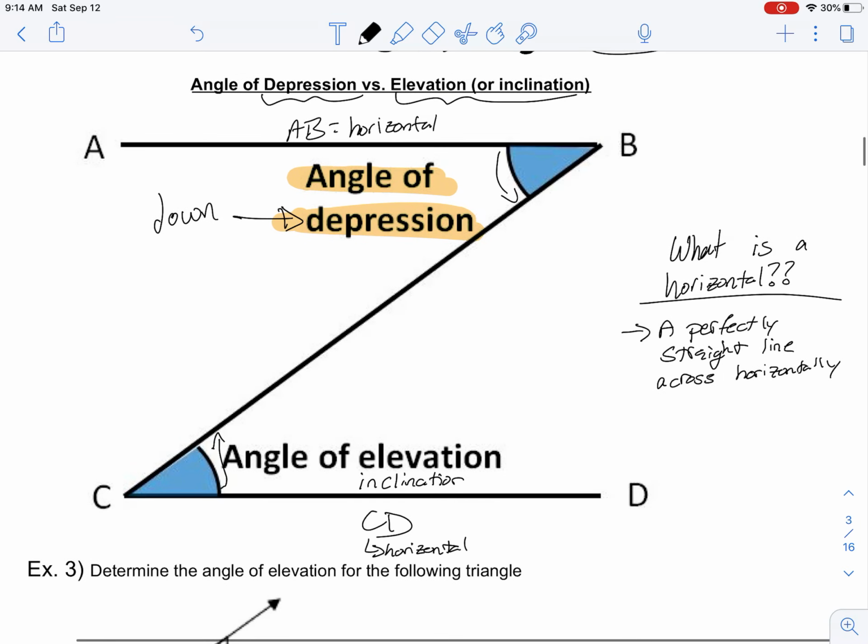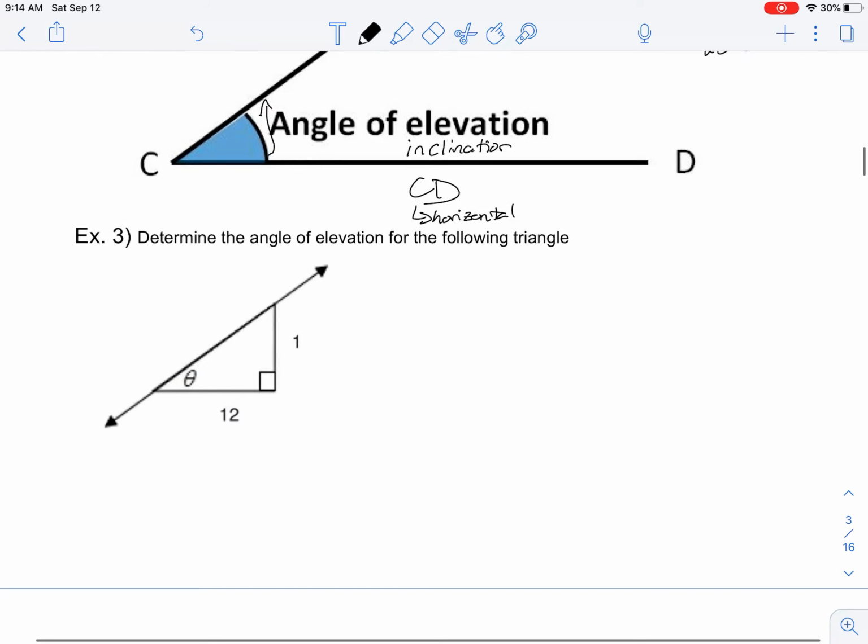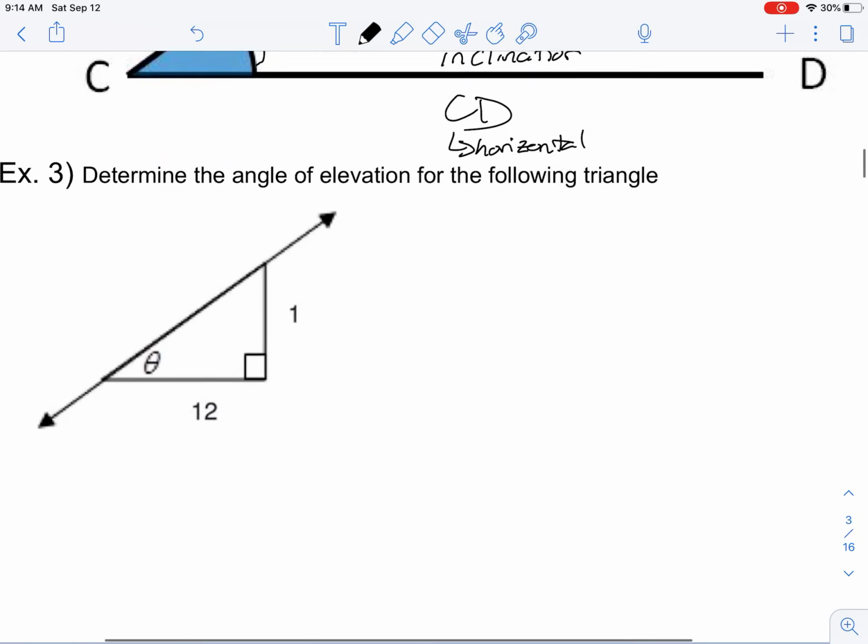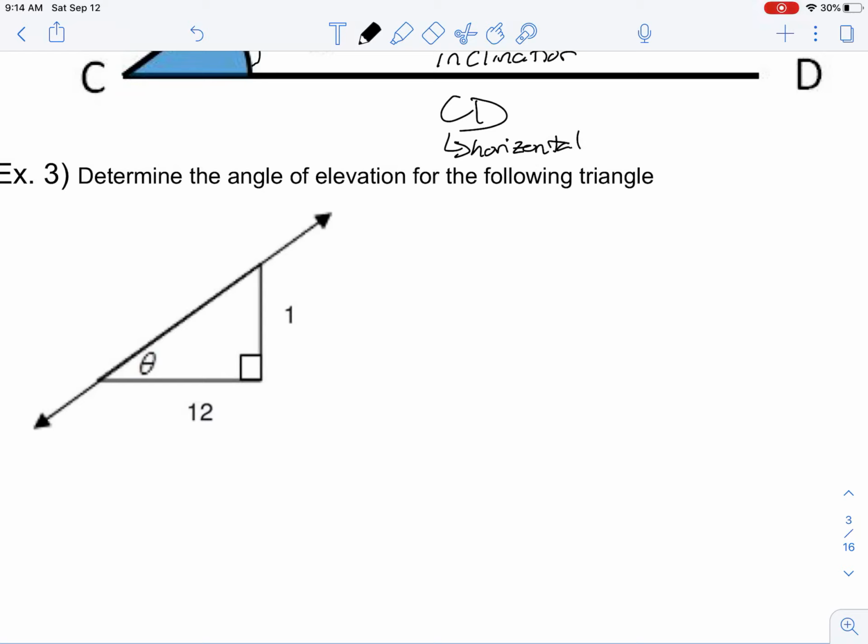So let's use an example. You can copy this down quickly, pause the video. Determine the angle of elevation for the following triangle. So we want to use the angle of elevation. This is our value in question, our question mark. Now remember, always note where your hypotenuse is. My hypotenuse is over here, so this would be the hypotenuse of my triangle. Once we get into later chapters, you have to decide whether to use SOH, CAH, or TOA.